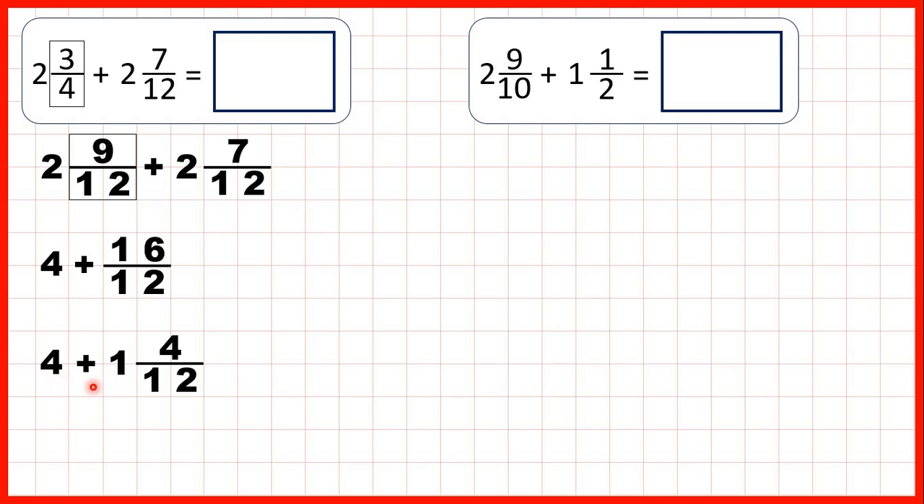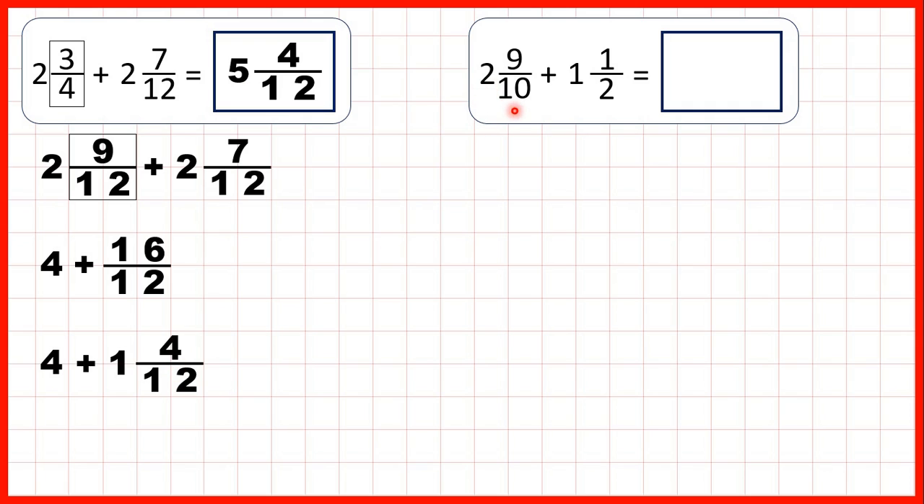So now 4 plus 1 is 5, the 4/12 stays the same, so our answer is 5 4/12. So notice, even though the whole numbers in the question are 2 and 2, the answer for the whole numbers is 5 because we got an extra whole number by adding our fractions.